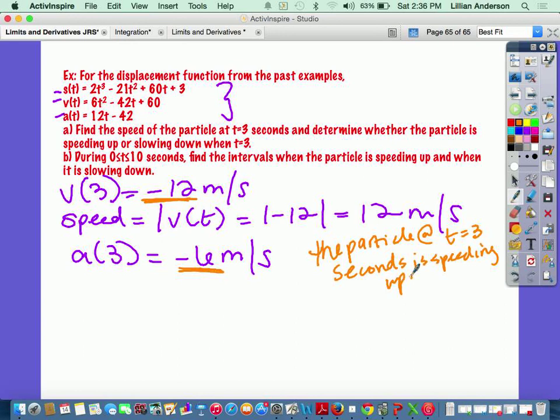Now, part B says during 0 to 10 seconds, find the intervals when the particle is speeding up and when it's slowing down. Well, we have to take a whole bunch of things that we've already done within these last couple of slides. We know the signs for velocity, we figured that out already with the motion diagram. The motion diagram basically told us when velocity was positive and when it wasn't. So we have 0 to 5.